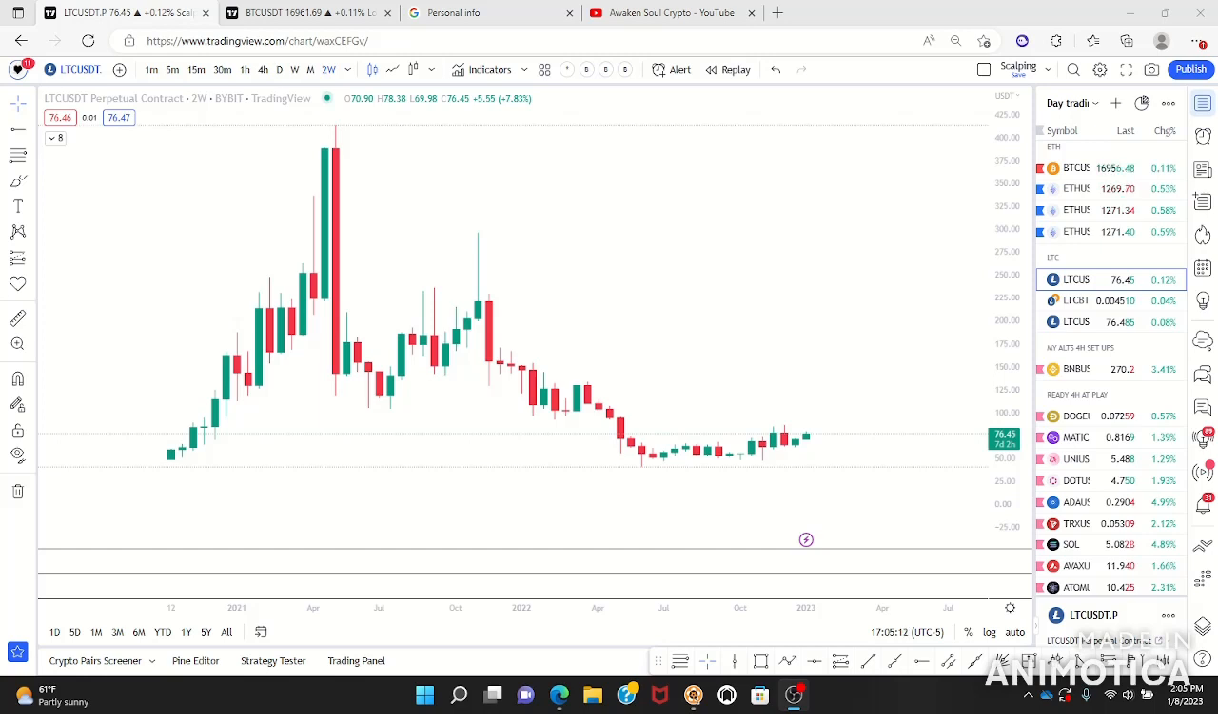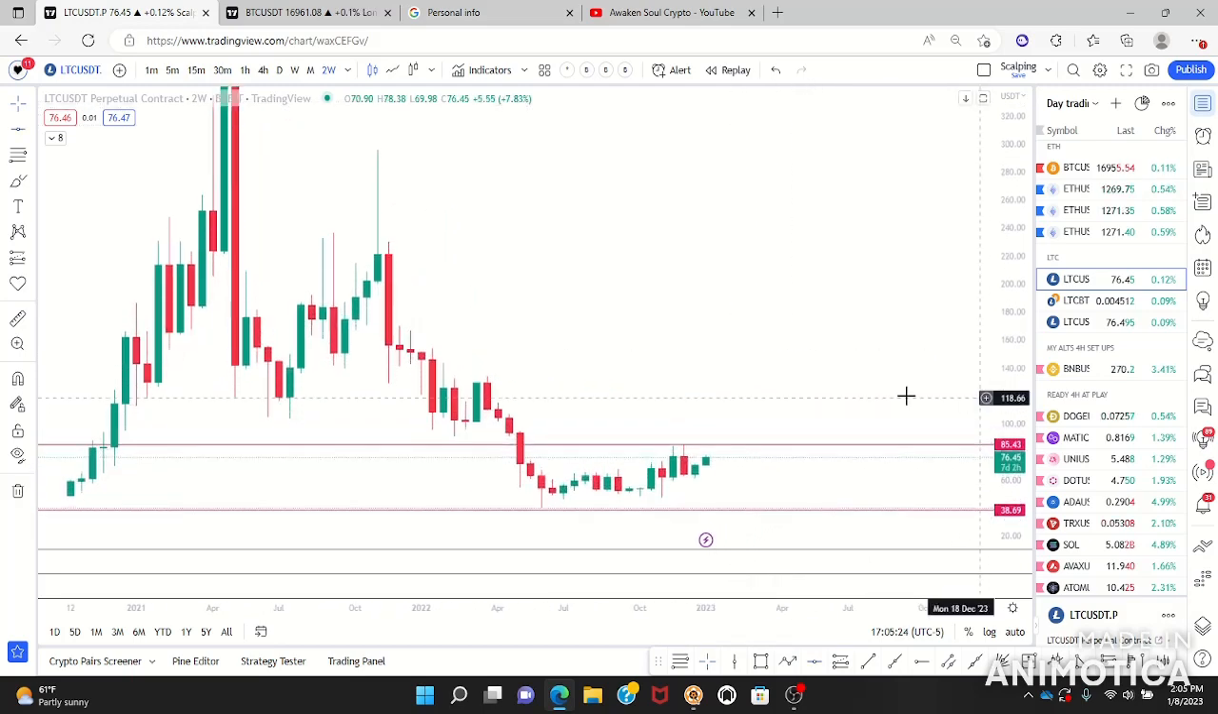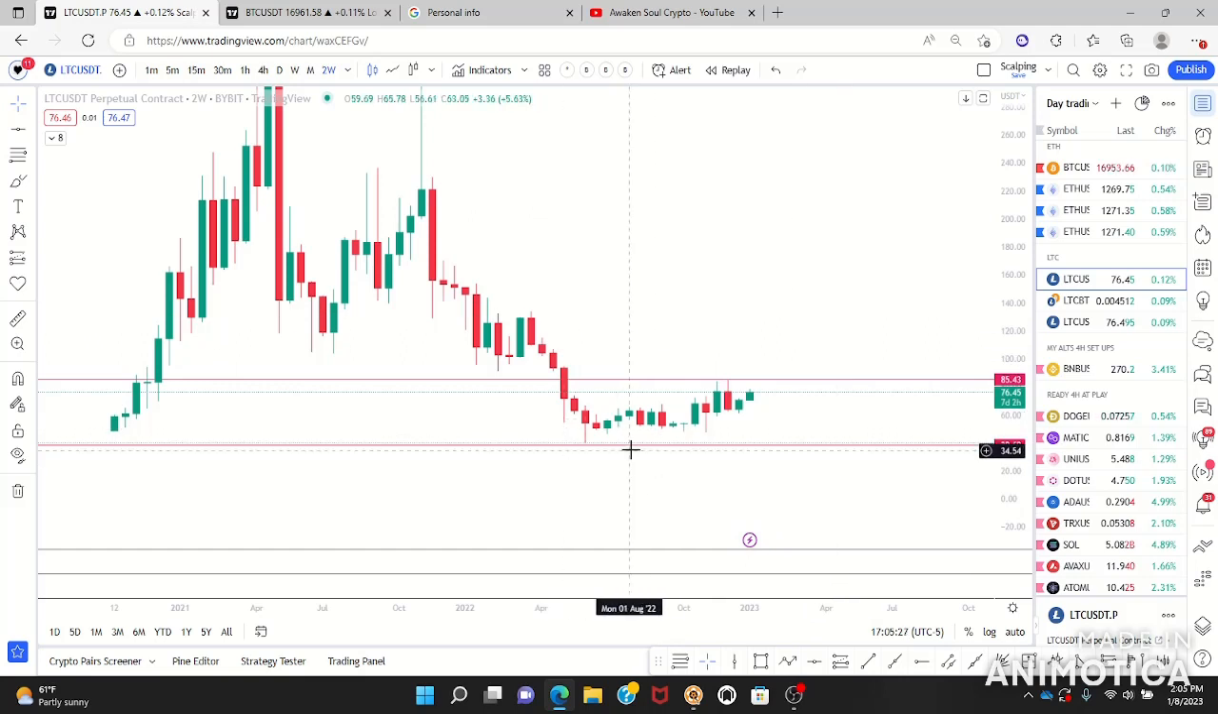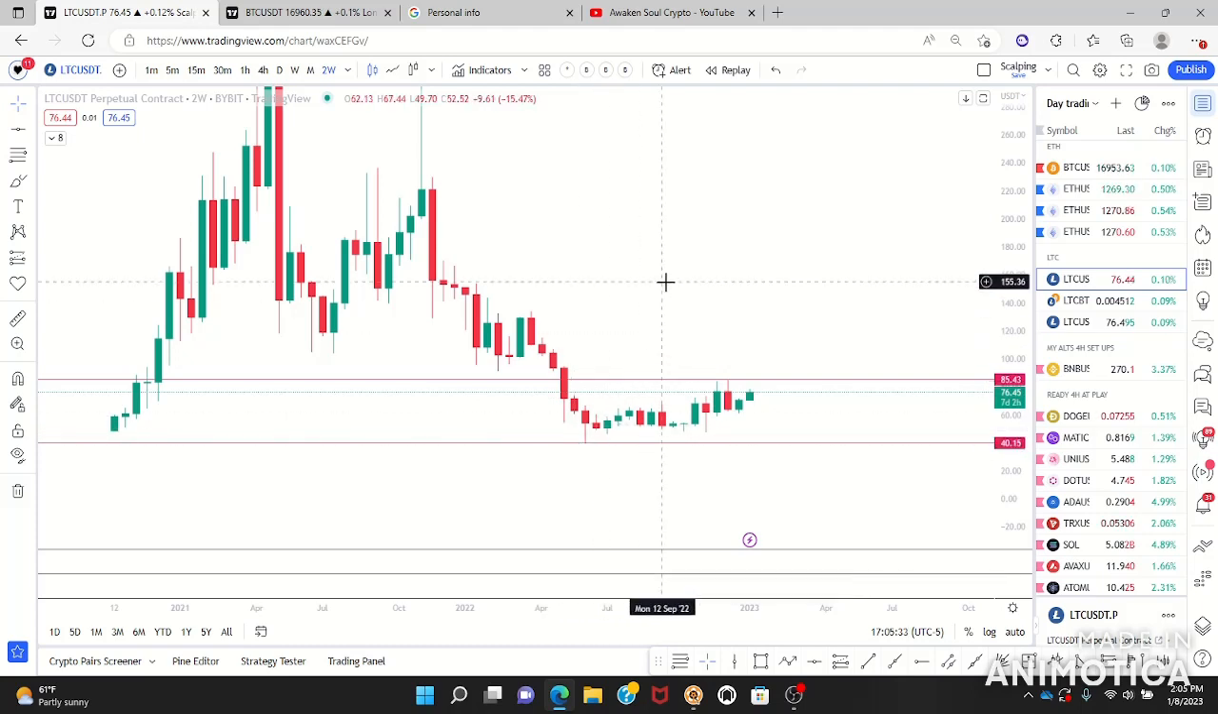So let's begin. I like to begin my charts at the 2-week. So we're going to place my support and resistance. We have our support, resistance. And we just focus on where price action is at this time.